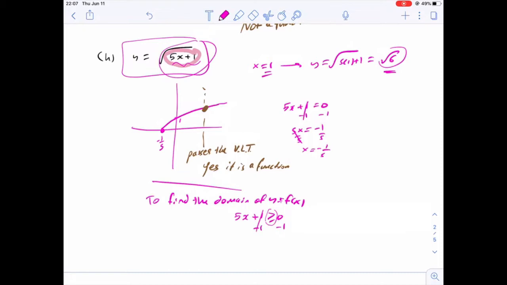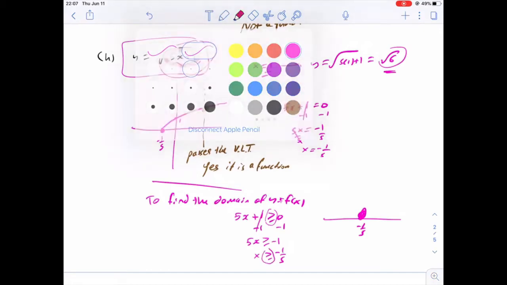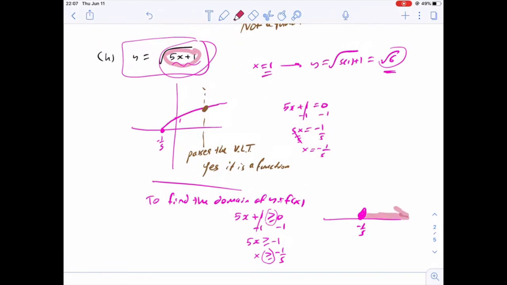Now we solve this inequality as we learned in the previous chapter. 5x is greater than or equal to negative 1, and then x is greater than or equal to negative 1/5 by dividing by the coefficient of x. So we have negative 1/5, and it's closed at this point because we have equality here. Greater than, that means to the right. So what is the domain? All these values are allowed, so the domain is negative 1/5 to infinity. All these are possible values and accepted values for x, but any values less than negative 1/5 are not allowed.